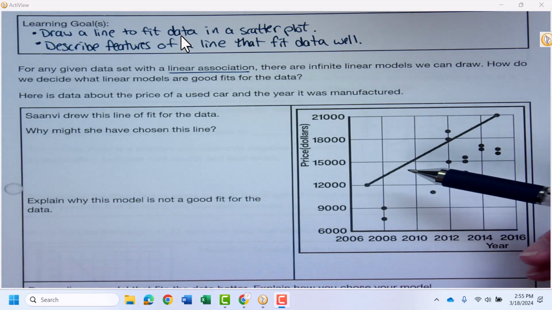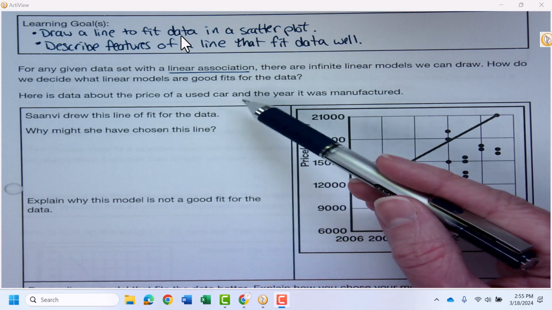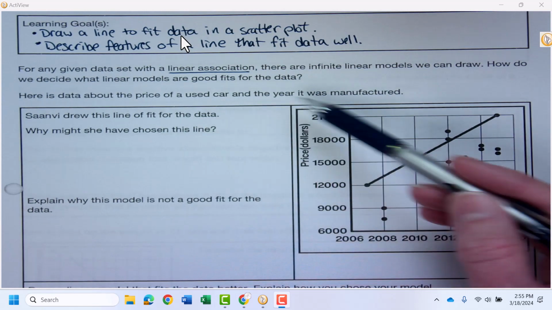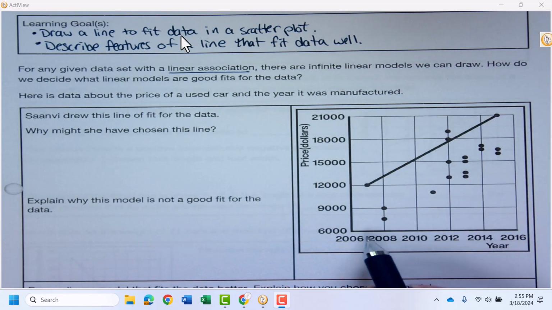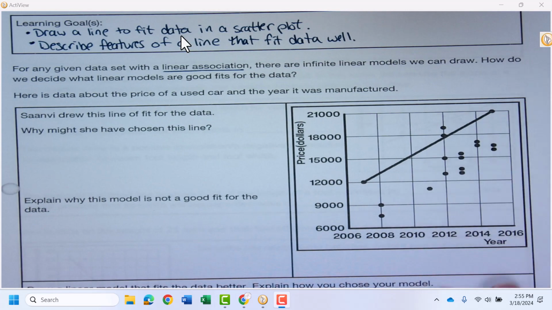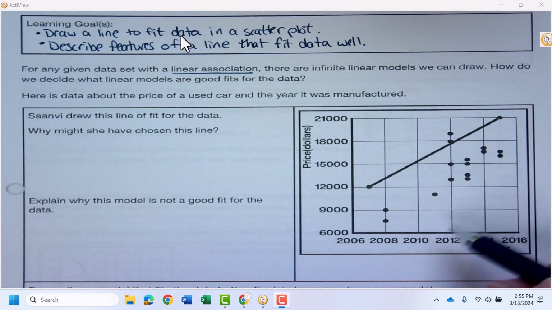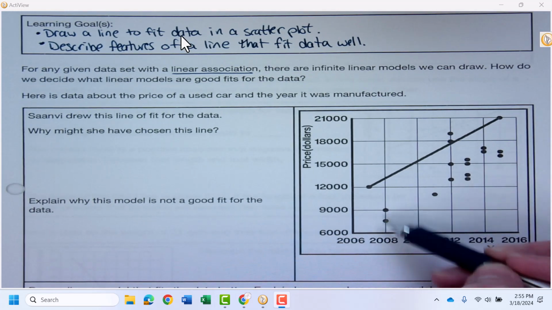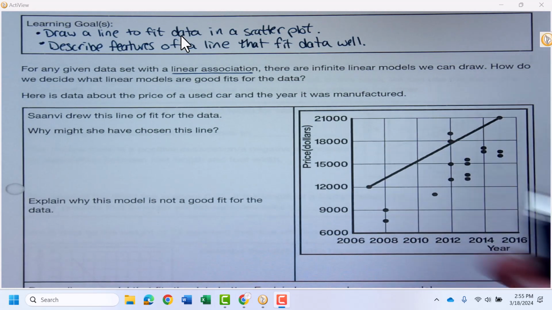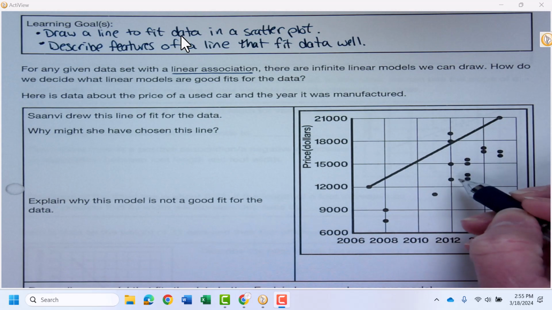So here's data about the price of a used car and the year that it was manufactured. We have these newer cars from 2016 that cost more the newer they are. And the older the car is, the less it costs and the less it's worth. Each one of these points represents a car, and we know two things about the car: the year it sold and how much it sold for in dollars.